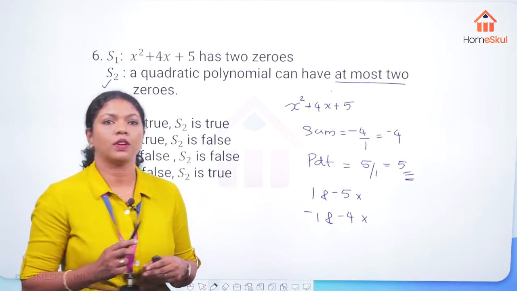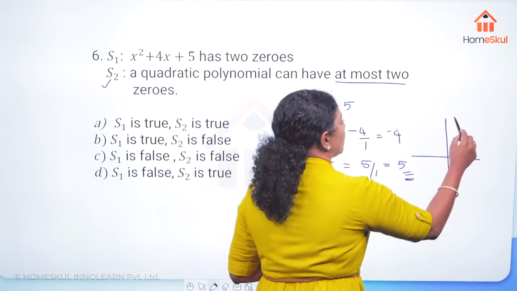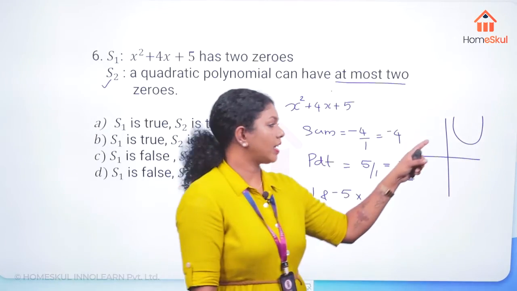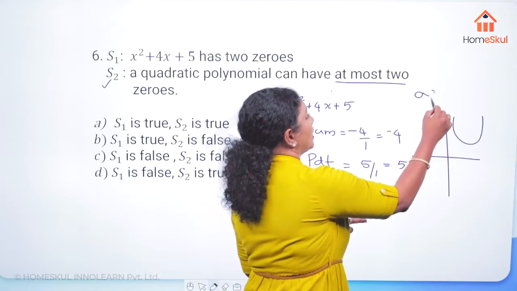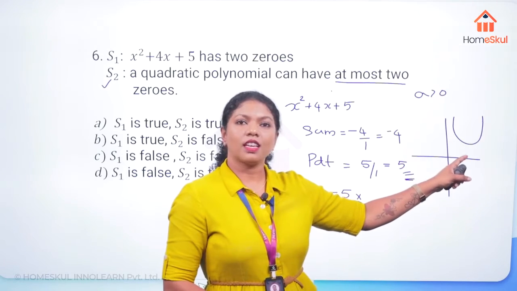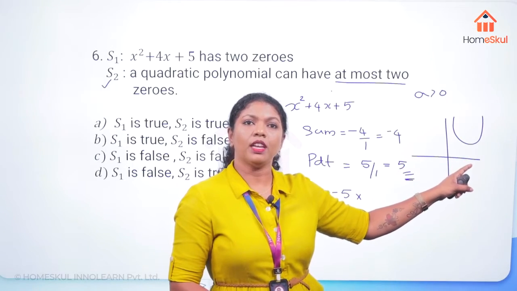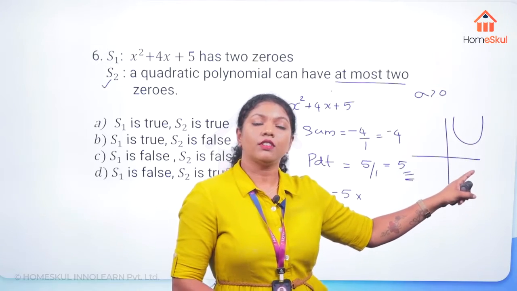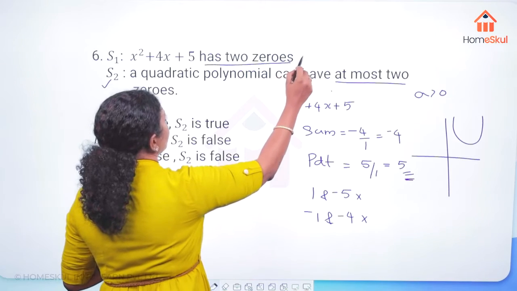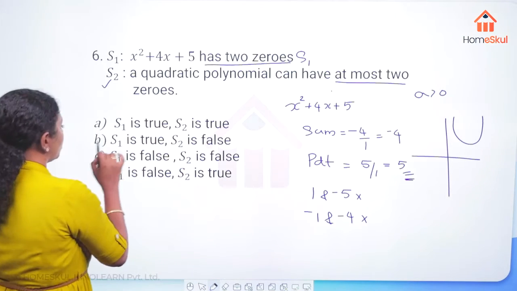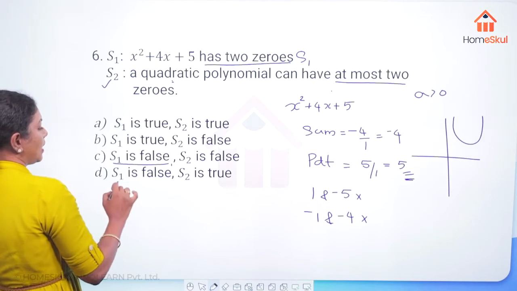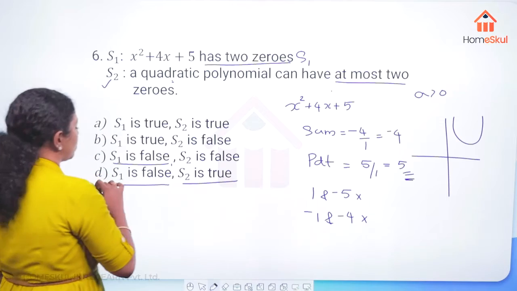Actually, there is no root for this one. So this is a parabola which will not touch the x-axis. Since a is greater than 0, it will open upwards. It is a quadratic polynomial, a parabola, but it will not intersect the x-axis. So no roots. So S1, that it has 2 zeros, is not true. So S1 is false, but S2 is correct. So S1 is false, but S2 is true.